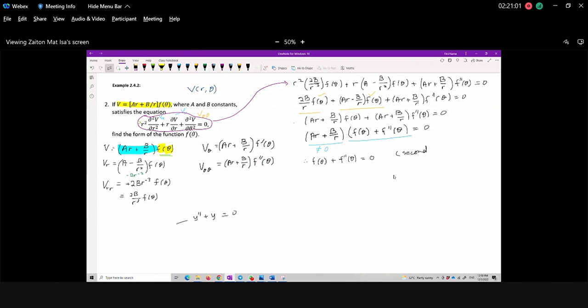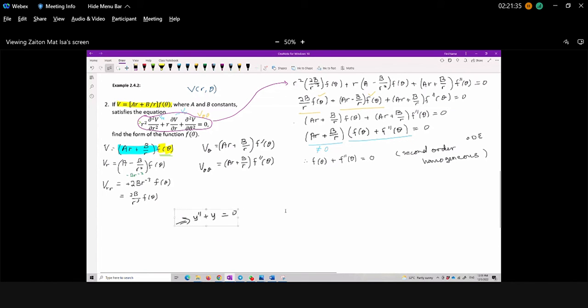You can find the Y, right? How do you find the Y? Or in this case, F theta. This is a second order homogeneous equation, an ordinary differential equation. Who has an idea? How do you relate it with this?